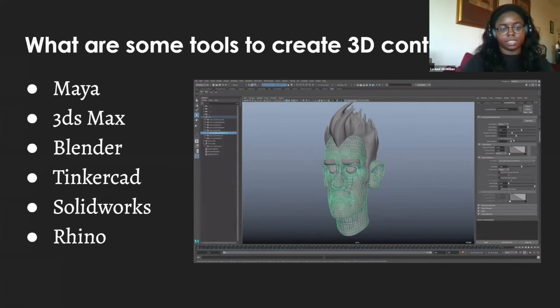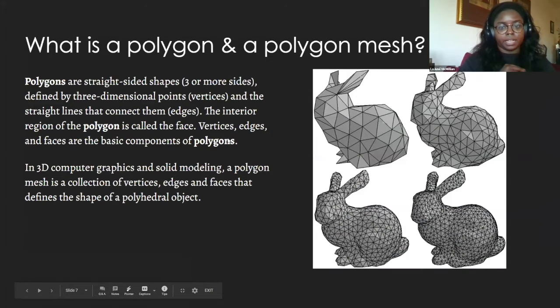So yeah, and these are some of the tools that you can use to create 3D content. So there's Maya, there's 3ds Max, there's Blender. If you're looking for something free to use without your EDU address, Blender is a really great resource for that. There's Tinkercad. Tinkercad is an online tool. It's a very, very beginner 3D creation tool. So if you're looking for something quick and easy to use, Tinkercad is great for that. There's SolidWorks and there's Rhino. And that's more on the engineering architecture side. But for today, we're going to be using Maya. So yeah, just diving a little bit more into what a polygon is.